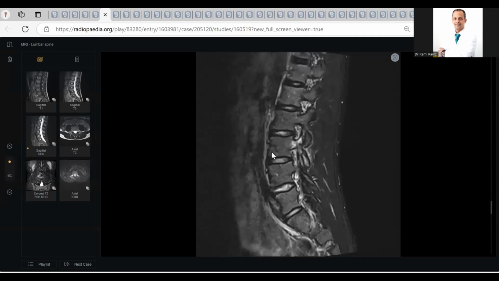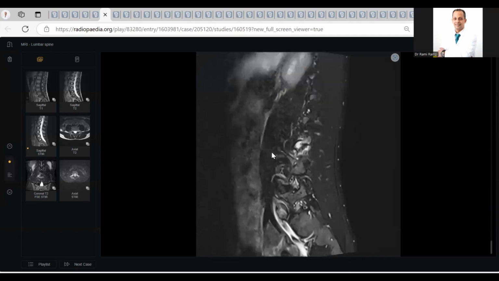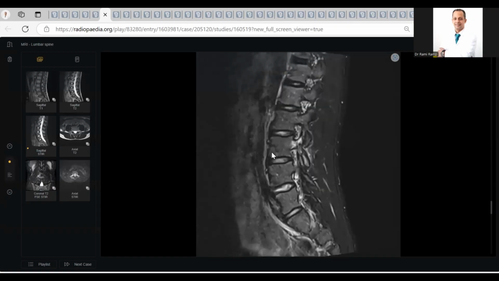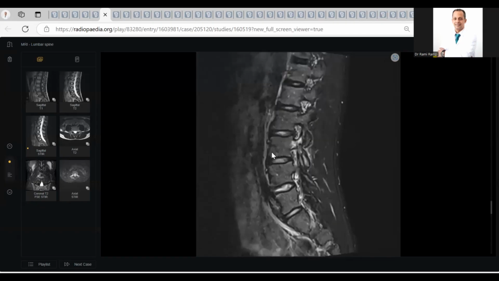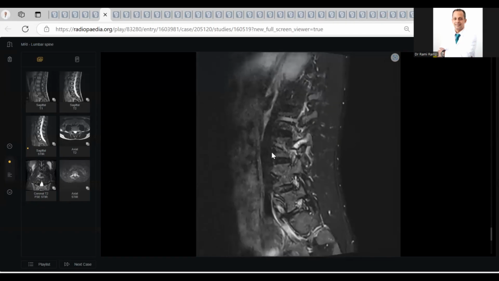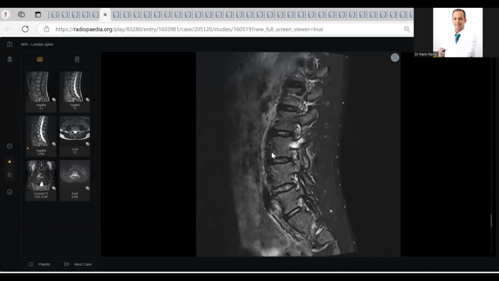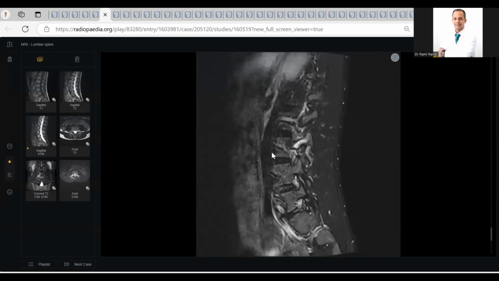What else? You are on the correct pathway. Osteoma, osteoblastoma. And what is the last differential diagnosis for edema in the pars in an athletic adolescent? Maybe some stress fracture. Yes, excellent. Excellent, doctor. Our 15 minutes is up.